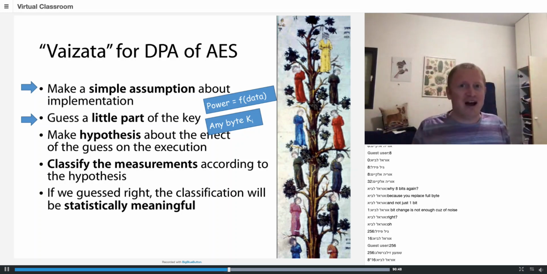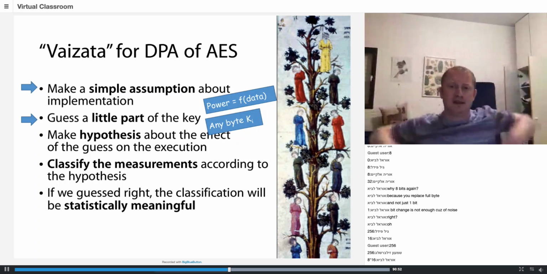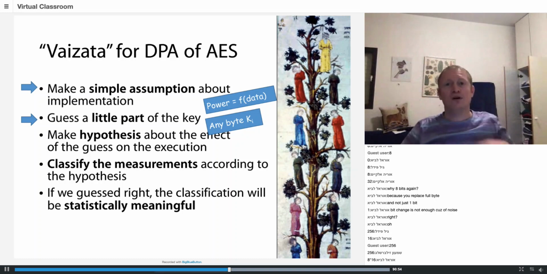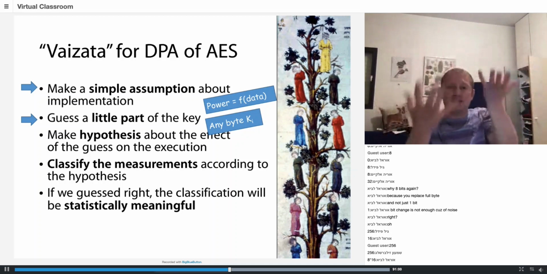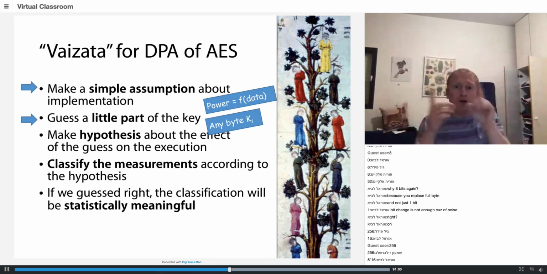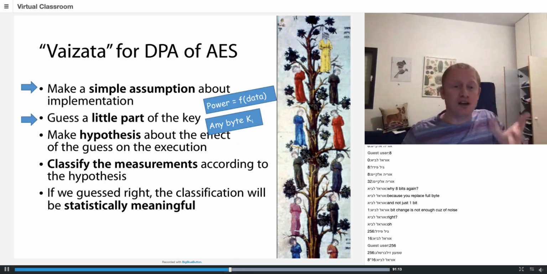But here, I don't have two ways of splitting. I have 256 ways of splitting. So I have 256 key guesses, so I have 256 competing hypotheses. Only one of them is correct. All the other ones are worthless, are garbage. They don't give me the key. They are actually wrong key guesses, incorrect key guesses.